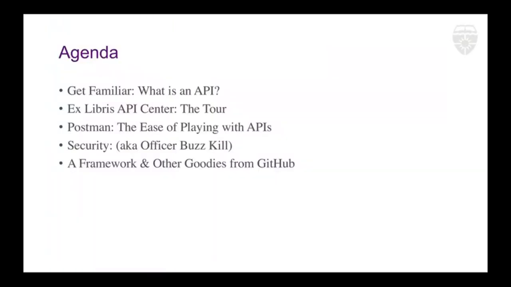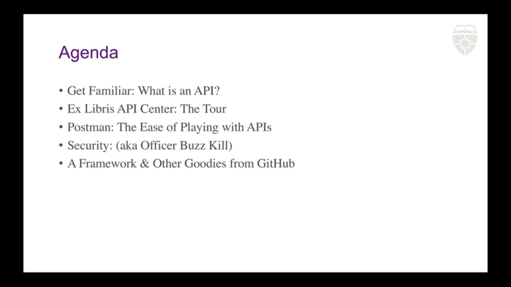So we're going to get familiar. What is an API? Then we're going to talk about the Ex Libris API Center. When we went live with Ex Libris, Alma Primo, just over a year ago, I was sitting in on the implementation as a developer, and when they went over the API Center, I was amazed that you could just go in there and play around with things. It was actually pretty cool. So as a developer, I was thinking of all these things we could do.